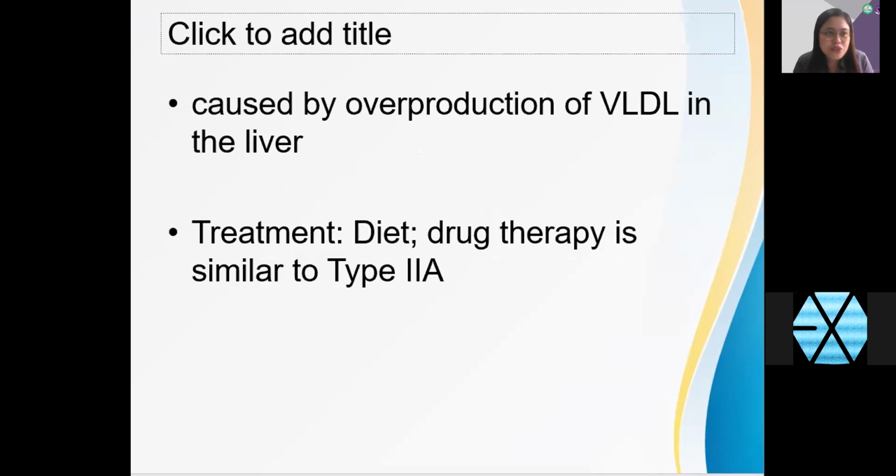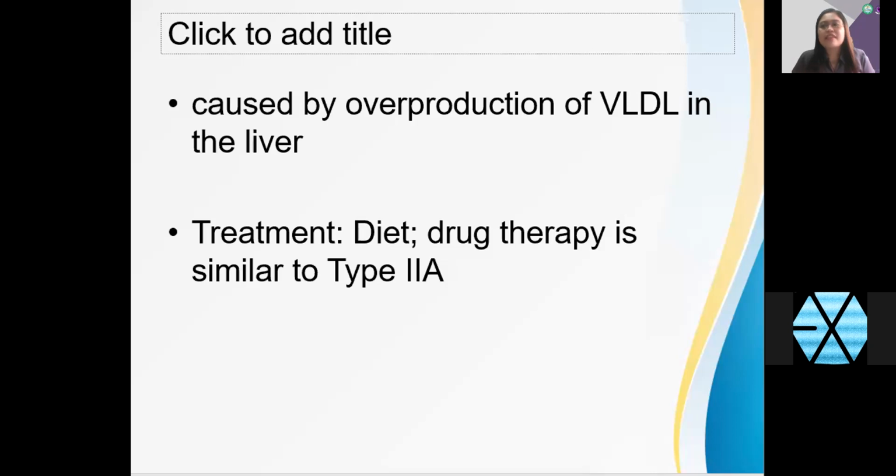So what is the problem for a person with type 2B disorder? There is an overproduction of the VLDL in the liver. So very low density lipoprotein, remember, is produced in the liver, and for type 2B the liver overproduces. So VLDL is a cholesterol, but when you break down the VLDL, it will actually be converted into triglyceride. So it is mixed, both cholesterol and triglyceride.